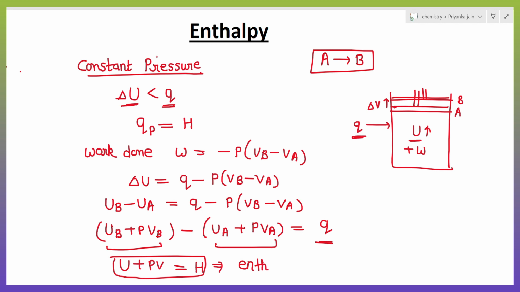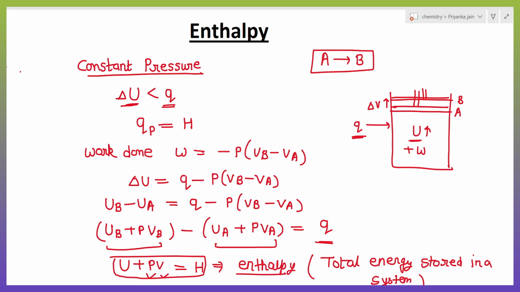Enthalpy actually denotes the total energy stored in a system. So this is called enthalpy. As we know, P, V, and U are all state functions because their values depend only upon the state. So enthalpy is also a state function. Its value depends only upon the initial and the final state. It does not depend upon the path of the process.